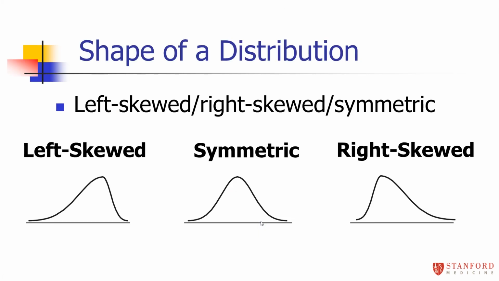Now I've been talking about the different shapes of the distribution as left skewed or right skewed. So let me just summarize this. Left skewed means that you have a left tail, so you have a few extreme values that are low to the left. Right skewed means you have a right tail, so a few extreme values that are high to the right. And of course symmetric means just what it sounds like, you have a nice symmetric distribution.